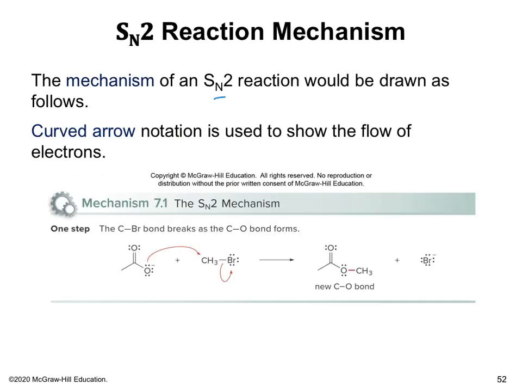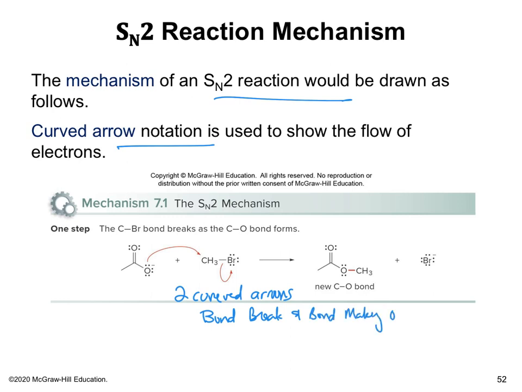So how do you draw the reaction mechanisms? You use the curved arrow notation, and you need to have 2 curved arrows. And you're telling a story. You're saying that the bond breaking and the bond making occur at the same time. That's concerted. The drums and the clarinets and the flutes are all concerted in a concert. They're all happening at the same time.